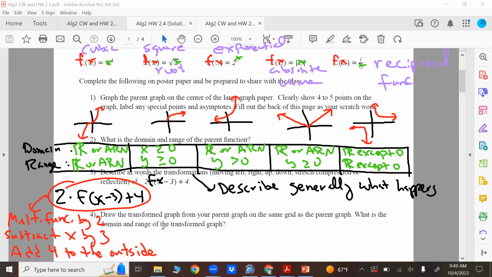Right, because you're multiplying by 2, subtracting x by 3, and adding 4. It all makes sense, right? But let's talk about what it does to the graph. That's what I care about. And I did it generally because we're going to apply this to each of these 5 parent graphs, right? We're going to apply it to each of these 5.